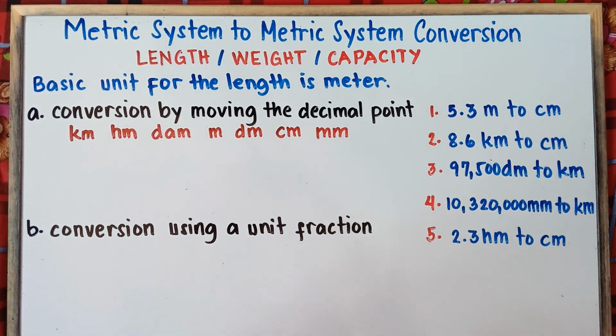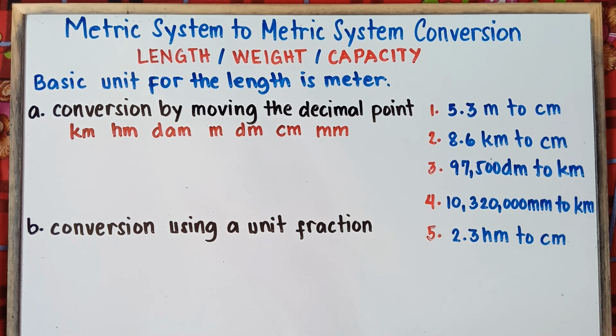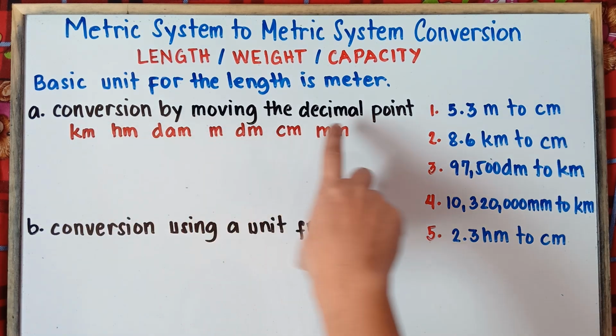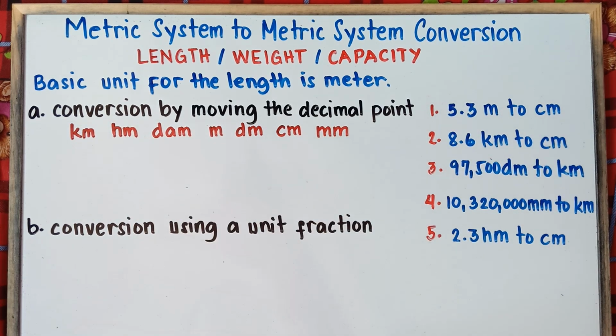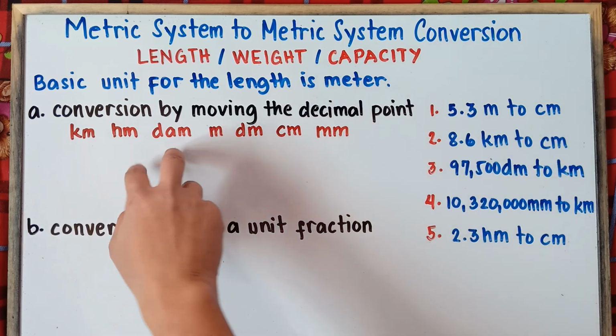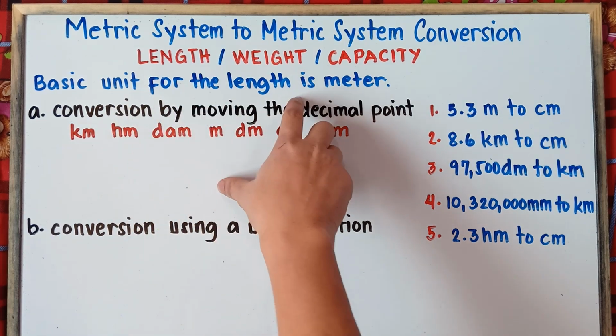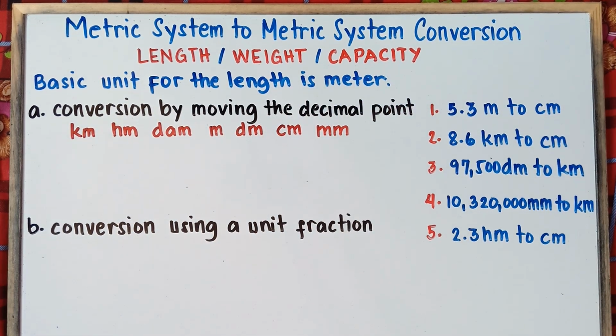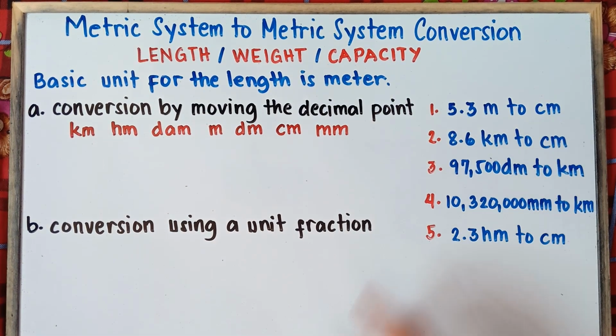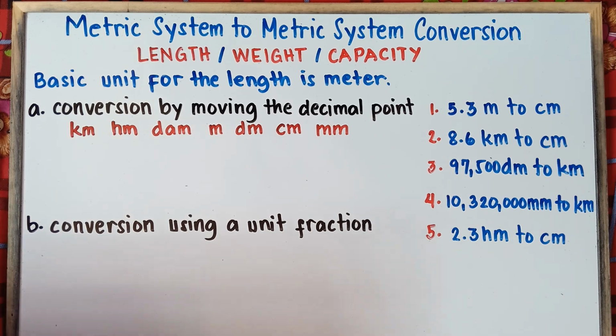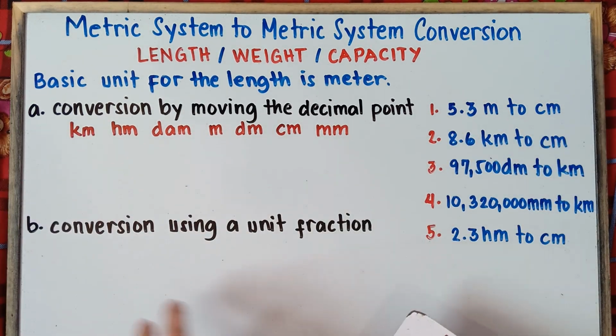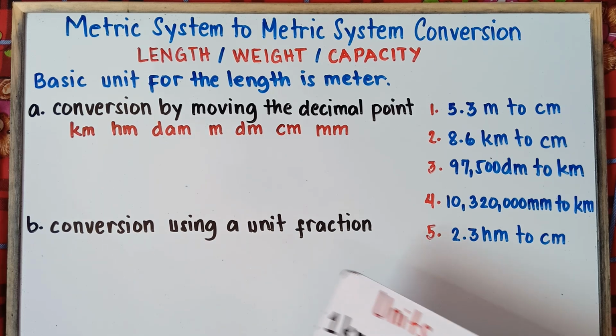Now to convert the length units, we have two ways to convert. The first way is by moving the decimal point, and the second way is conversion using a unit fraction. The basic unit for length is the meter. Before we answer number 1, we need to understand the length conversion charts, because we will be using these charts later when converting using a unit fraction.